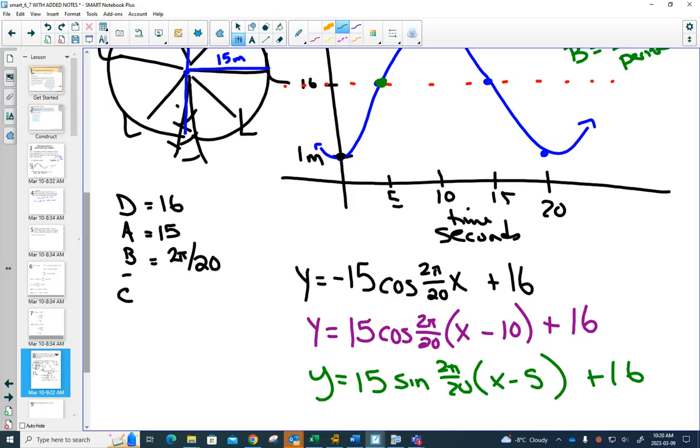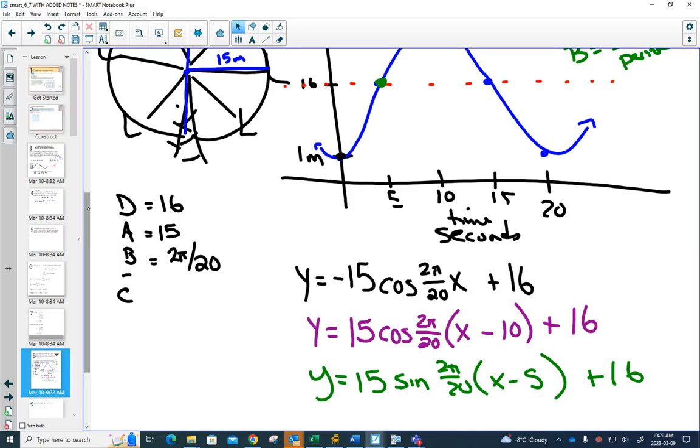And sometimes there's a negative in front, because if you did a negative cos graph or a negative sine graph, then your A value would have a negative in front of it. So we actually found 3 equations. How many would there be? A bunch more.